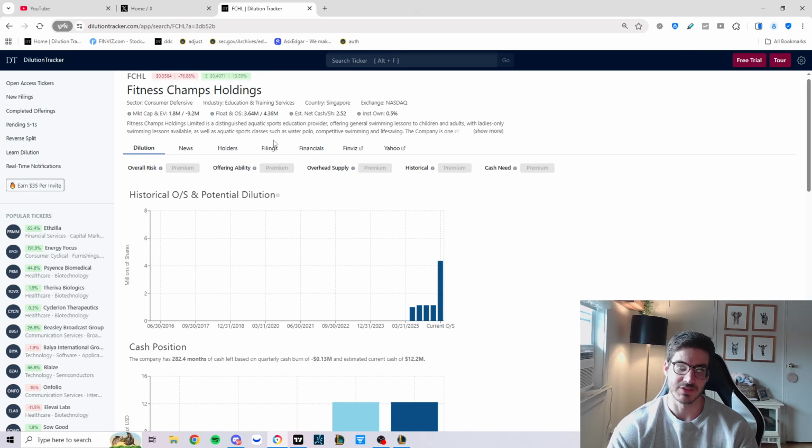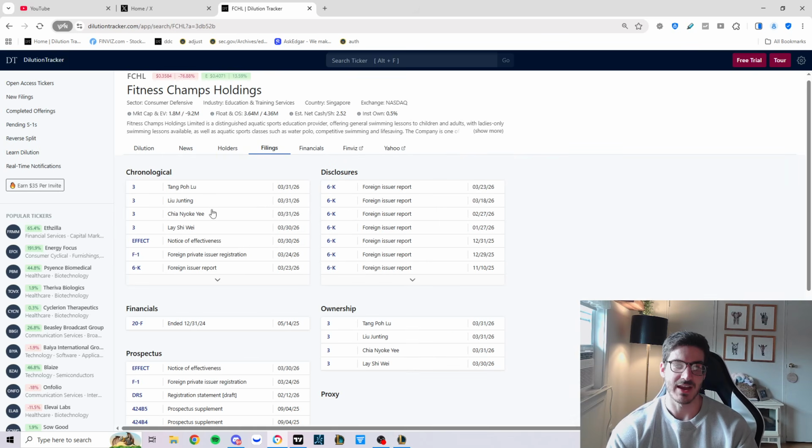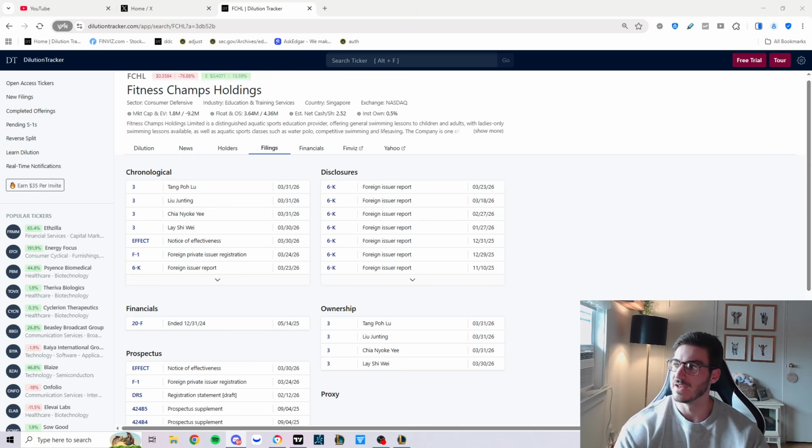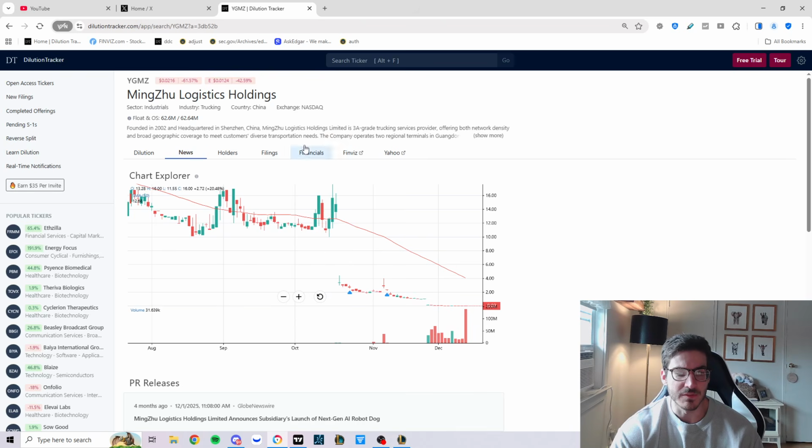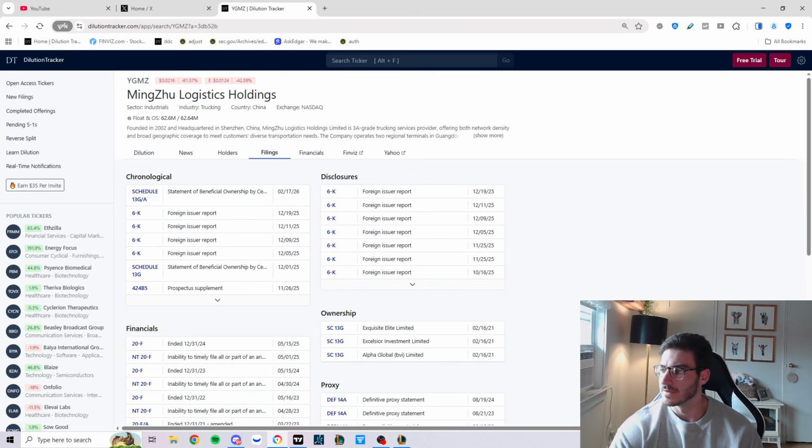Remember, you need to have the S1s effective, and you need to look at the actual filing and see if there are any cashless warrants or not, right? So let me look and see if I can find any other cashless ones for you guys. I think I have a list here. This one already they delisted, but that's another one.